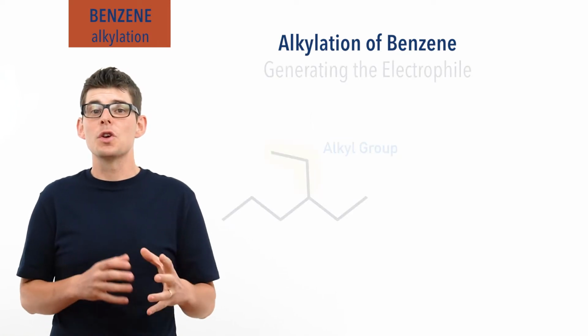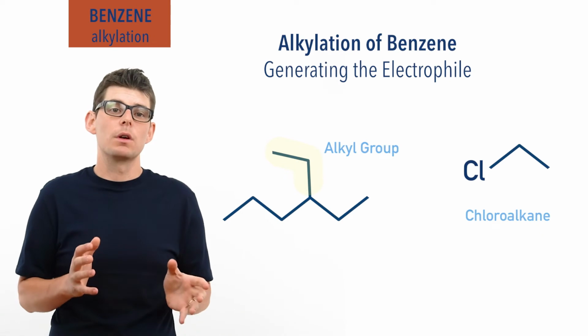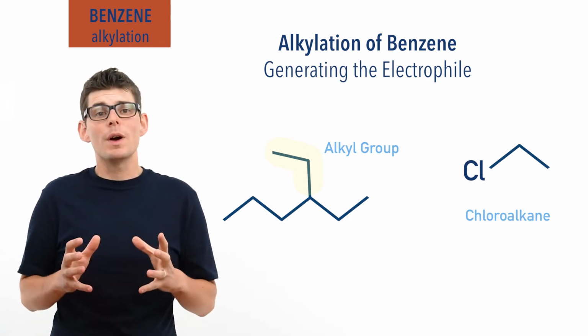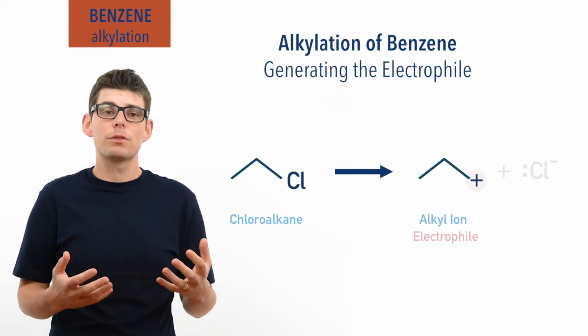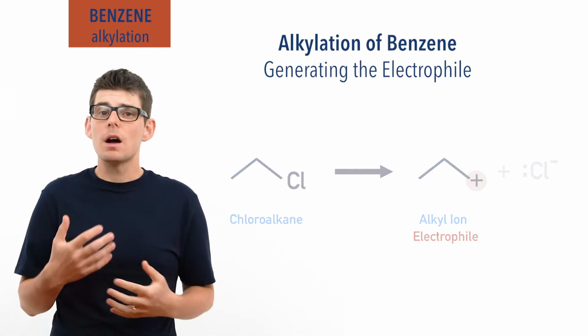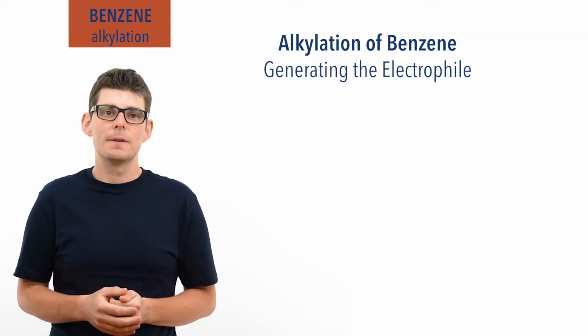An alkyl group just refers to a carbon chain, and chloroalkanes are a great source of alkyl groups in organic chemistry. And, as mentioned in the recap, can quite easily be nudged into forming alkyl ions that can act as electrophiles. To give this nudge and weaken the carbon-chlorine bond to the point of breaking, a catalyst is used.